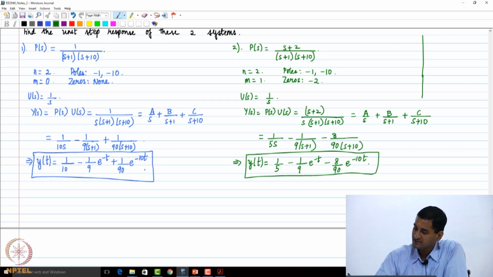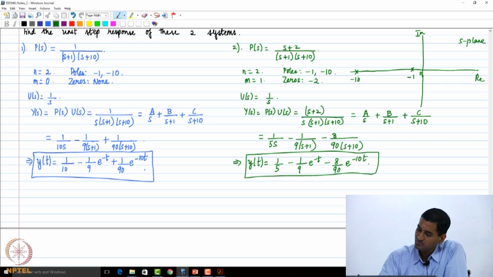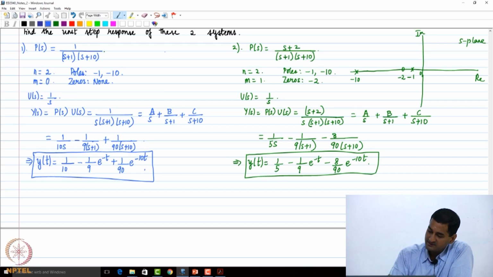So let me draw the S-plane, and then we will see what is the impact. In the S-plane, of course, the poles are at minus 1 and minus 10 for both systems, but in this case, we have a zero at minus 2, right? So in this case, drawing in blue color.